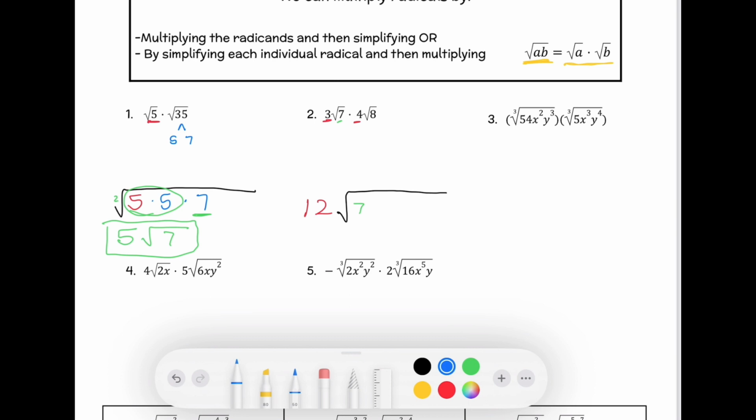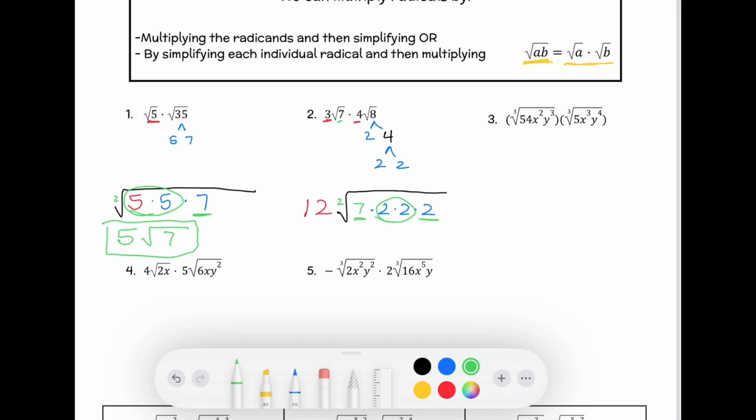And then 8, how can we break up 8? We can divide it by 2. 8 divided by 2 is 4. And then we can divide it by 2 again, and we get 2. So we have 3 2s that we can put inside here. Again, I'm still looking for groups of 2 because we have a square root. I have 2 2s here, I'm going to circle those, but this 2 doesn't have a friend, and this 7 doesn't have a friend, so they have to stay inside.